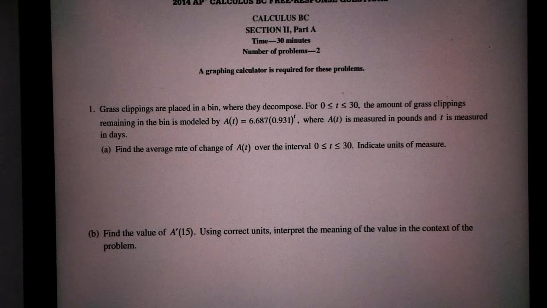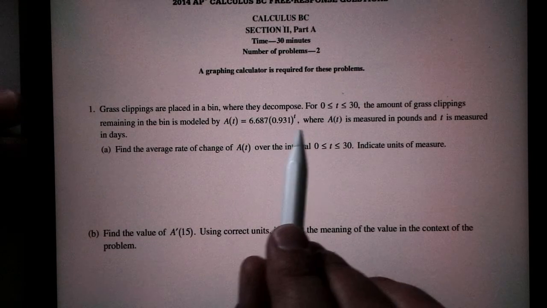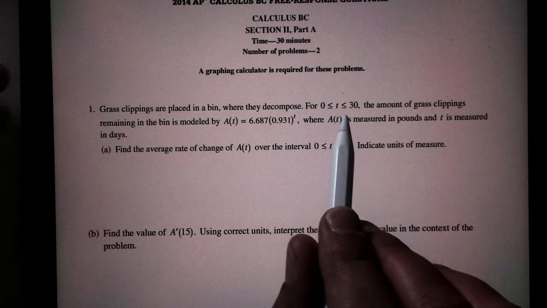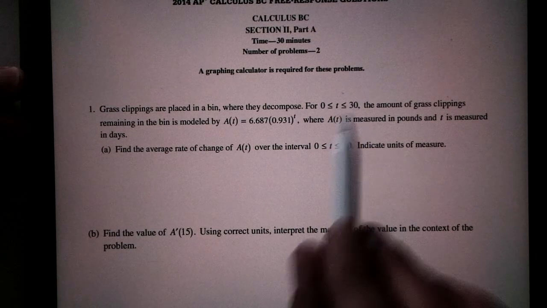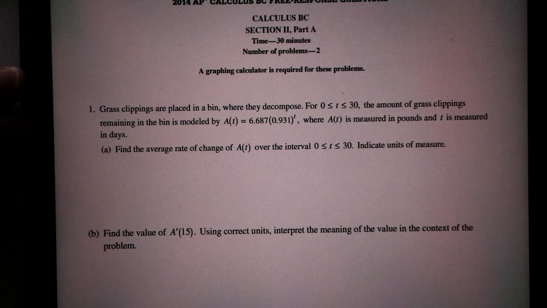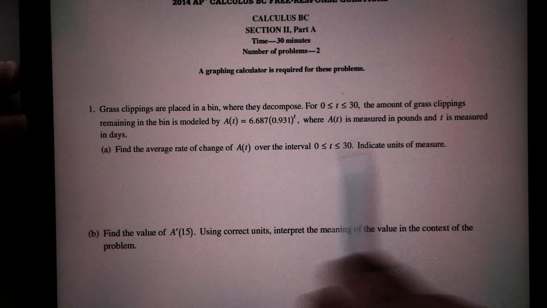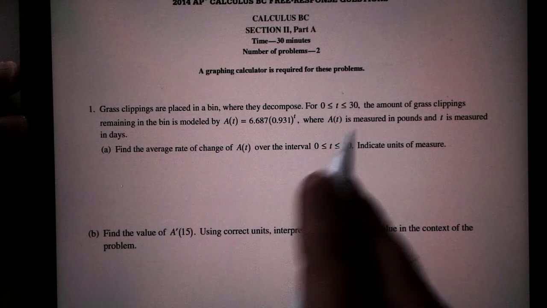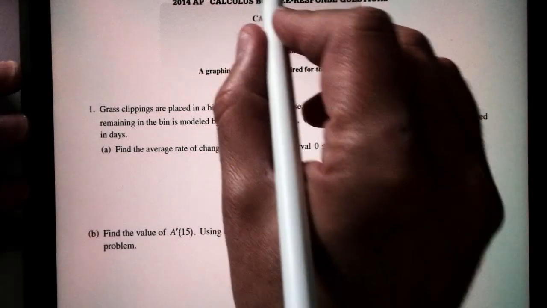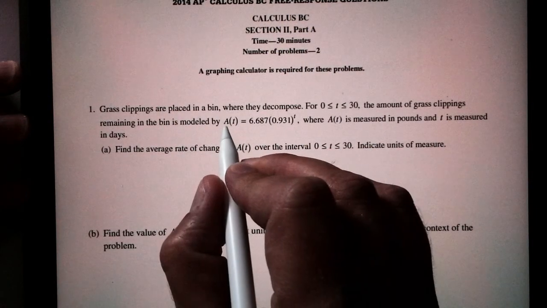For question number 1, they're telling us grass clippings are placed in a bin, where they decompose for t equals 0 to 30. I'm assuming that's probably in days right there. The amount of grass clippings in the bin is modeled by this value right here. So I'm going to go ahead and underline this because it's an important equation.